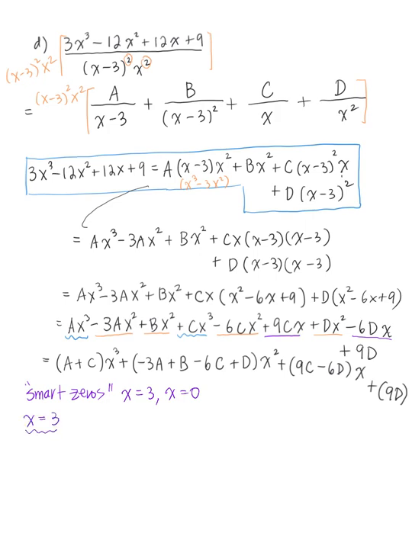All right, now I'm going to plug that into the basic equation. So let's take one thing at a time. When x equals 3, I'm going to plug that into the basic equation. So you're going to have 3 times 3 cubed minus 12 times 3 squared plus 12 times 3 plus 9. Notice that if I plug in 3 in place of x, this is going to go to 0, this is going to go to 0, and also this is going to go to 0. So the only survivor is going to be b, right?